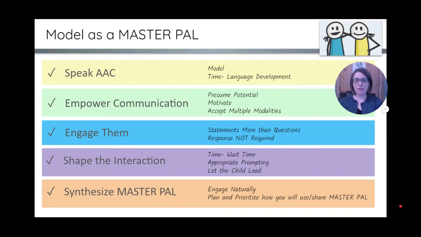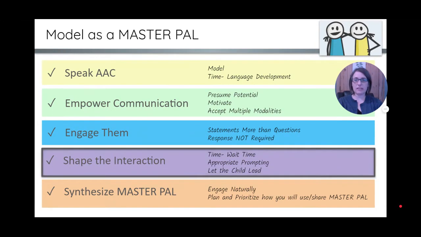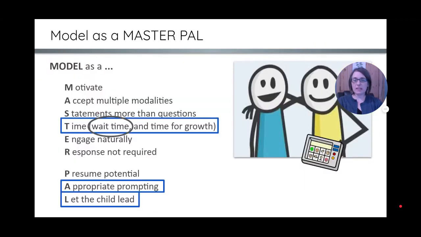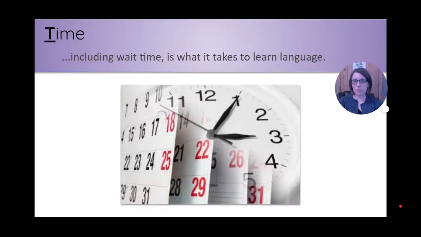All right, the next topic we are going to look at is shape the interaction. This includes the modules wait time, appropriate prompting, and let the child lead. And this is where it falls on our MasterPal framework.